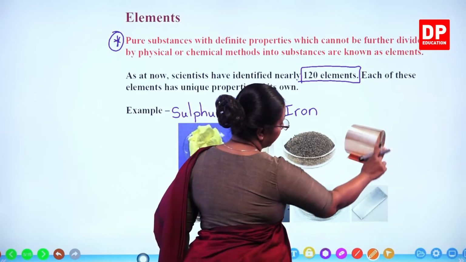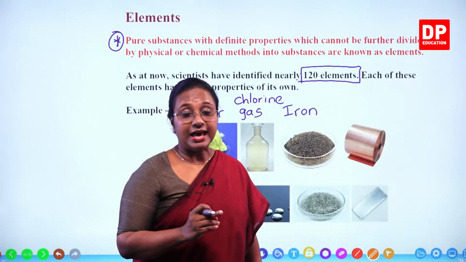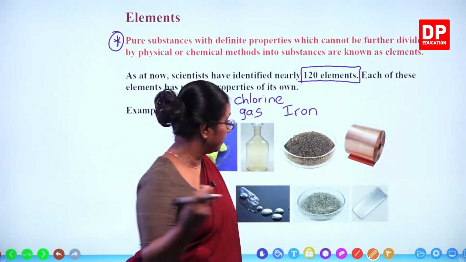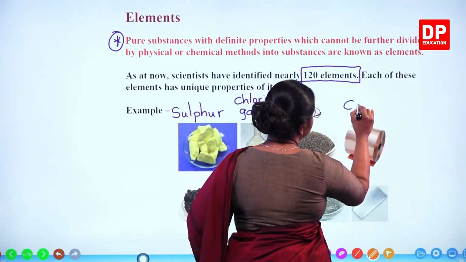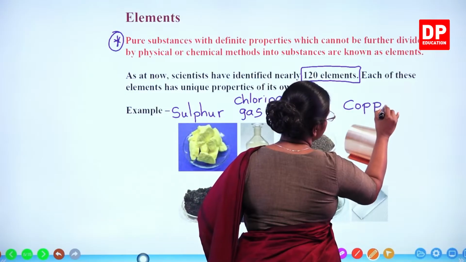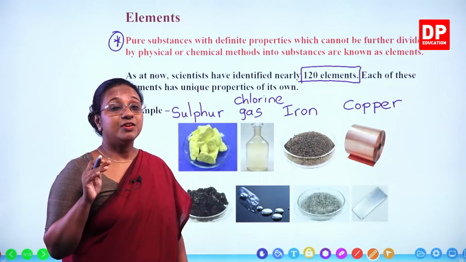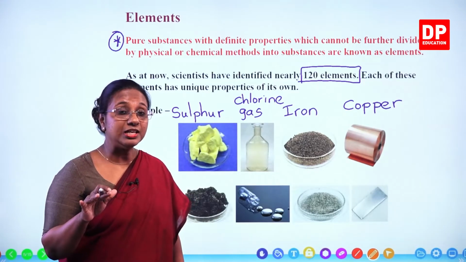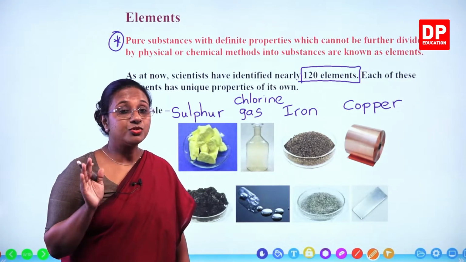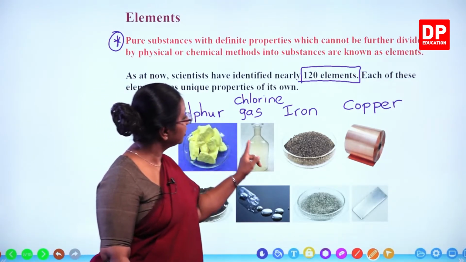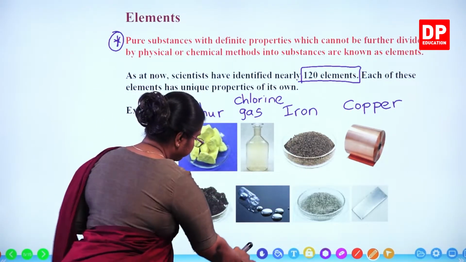It was not exactly a roll like that, but you were able to see tiny pieces of copper metal. So there you were able to see copper. What were the definite properties you all observed? It was a reddish brown color solid. It had a shine. So all those were definite properties of copper. Sulfur, chlorine gas, iron, copper.